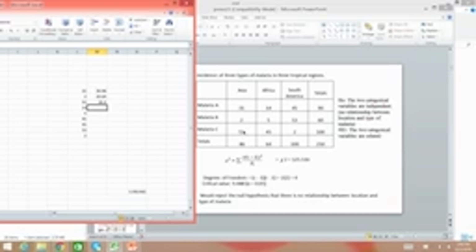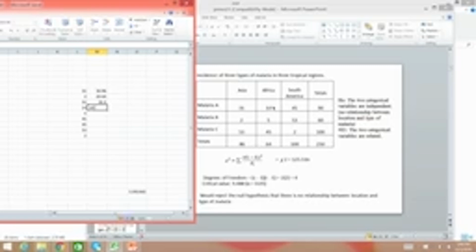You understand how to get each one of them. So if I want to get this, I say 86, okay, divided by 250, that is the grand total, multiplied by 90. So it is just a question of ratio. If I want to get this 53, I will say 86 divided by 250 into 100. Okay. Then if I want to get this expected value, what do I do?